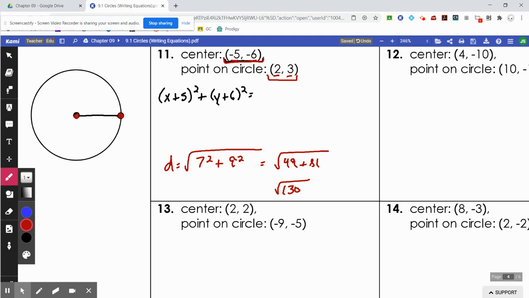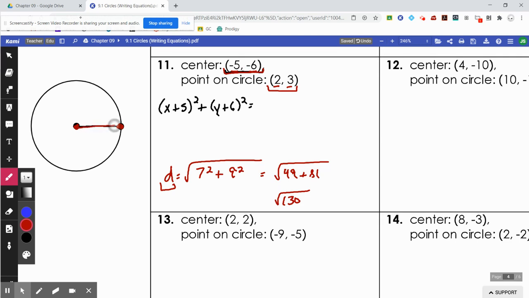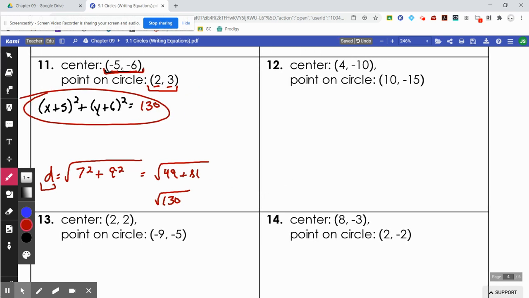The distance from here to here. Now, don't get D mixed up with diameter. It's distance. So if the distance from here to here is root 130, that's our radius. So therefore, our radius squared would be 130. And there's the equation for a circle. Okay, the center of this circle is located at 4, -10. So let's shift it right 4. And let's shift it down 10 by doing y plus 10. There's your transformation. The point on the circle is located here.